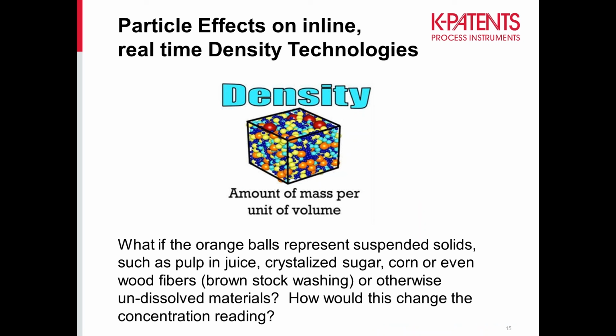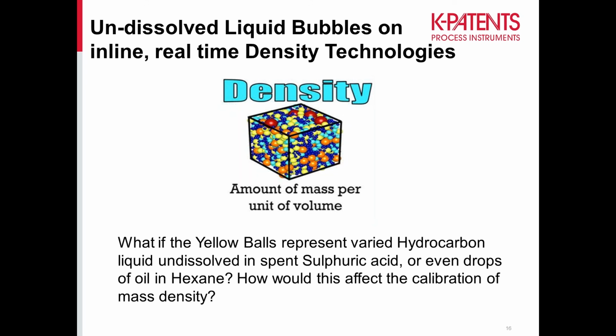Furthermore, what happens if the yellow balls in this box are represented by various hydrocarbon liquids undissolved in a sulfuric acid? That's something that's common in an alkylate for the oil and gas industry, or even drops of oil in a hexane. So that measurement is going to be a total solids measurement, which is going to give you a total density mixture of the oil in a hexane or the hydrocarbon liquid that's undissolved within that sulfuric acid. So these are real issues or problems by using Coriolis mass flow versus the direct measurement of concentration. There is something specific out there that can eliminate all those three issues I just mentioned, and that is refractive index.